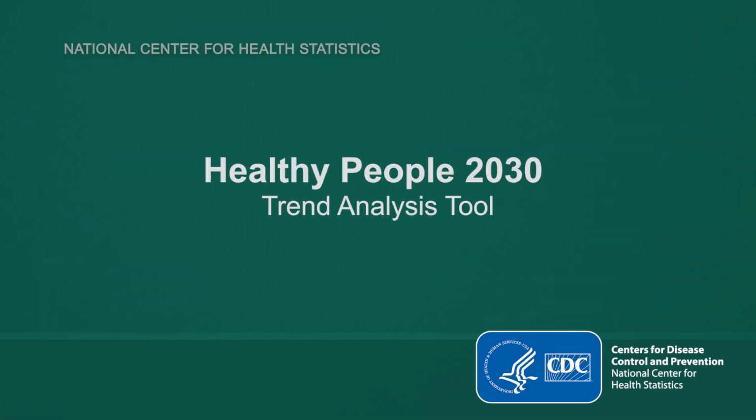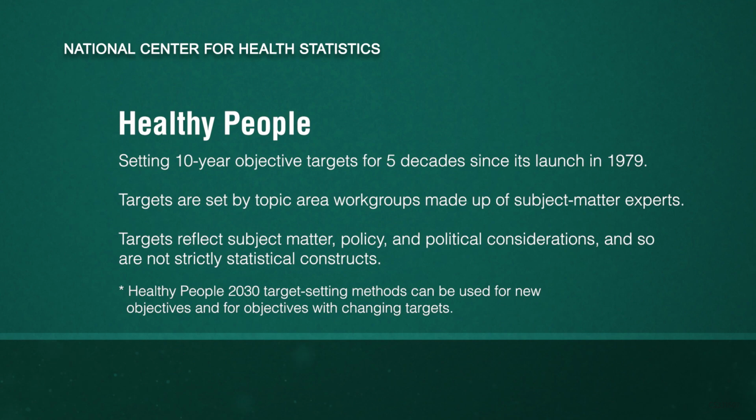Welcome to a tutorial for the Healthy People 2030 Trend Analysis Tool. Setting 10-year objective targets has been an essential part of Healthy People for 5 decades since its launch in 1979. The targets are set by topic area workgroups made up of subject matter experts. Healthy People targets reflect subject matter, policy, and political considerations, and so are not strictly statistical constructs.